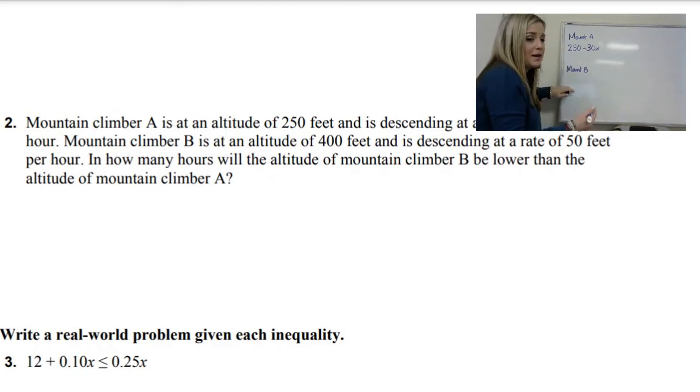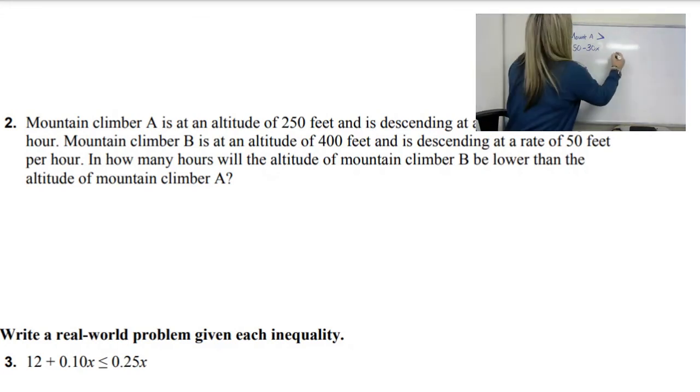Now mountain climber B is at an altitude of 400 feet and is descending at a rate of 50 feet per hour, so minus 50x, okay? It wants to know in how many hours the altitude of mountain climber B will be lower, smaller than A. So we're looking for B to be the smaller one. We want to eat the A, right? We want B to be lower, so B is smaller.